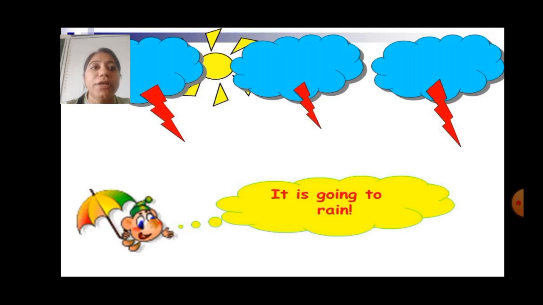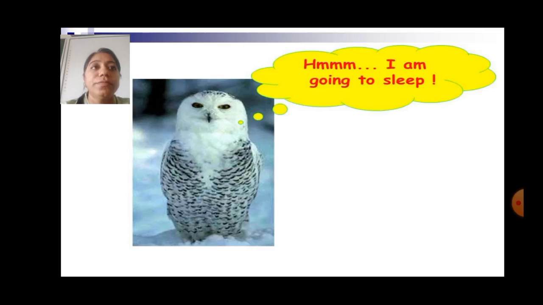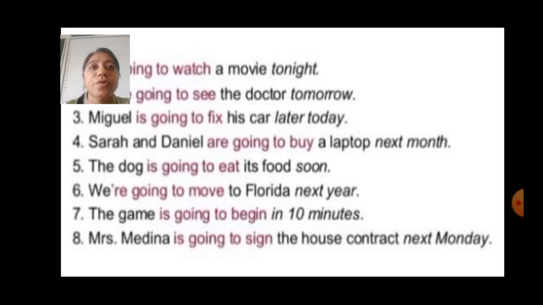For example, it is going to rain. I am going to sleep. Let's see a few more examples. I am going to watch a movie tonight. He is going to see the doctor tomorrow.